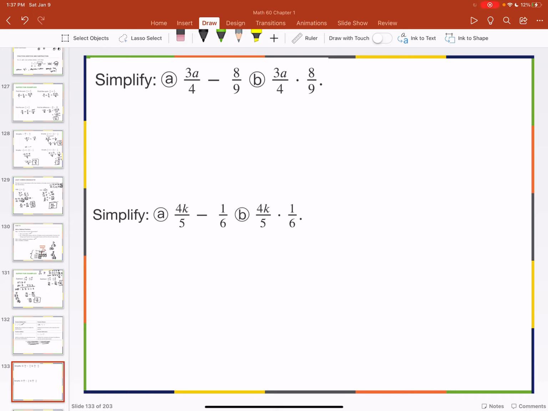Section 1.6, part 2. Let's continue. We were adding and subtracting fractions. Okay, so let's go ahead and simplify 3a/4 minus 8/9. In this case, it's a minus, so we have to find the LCD.